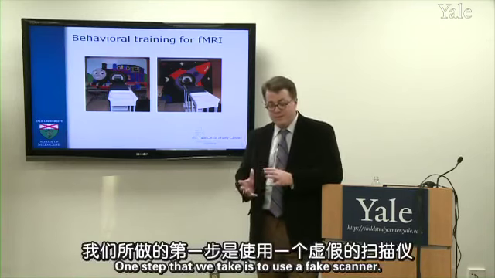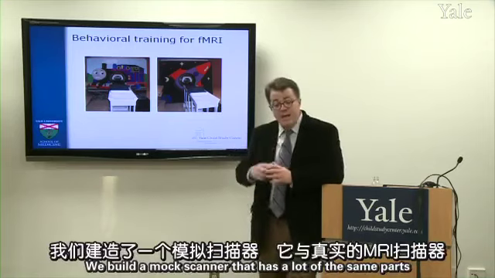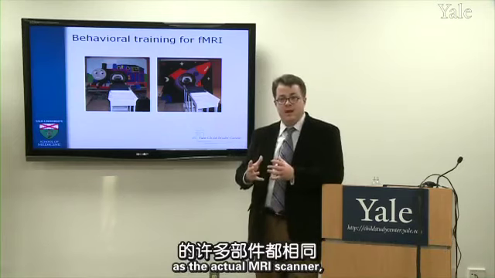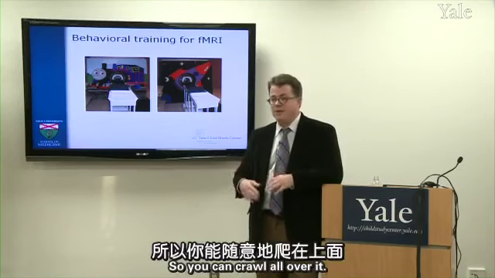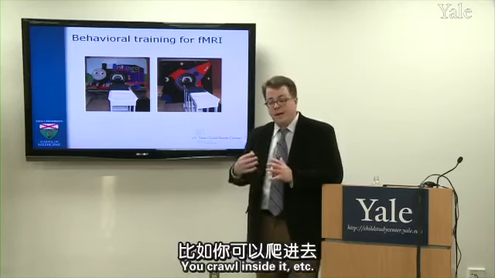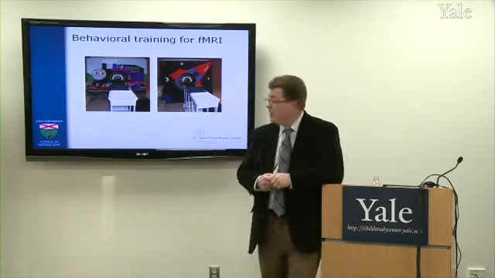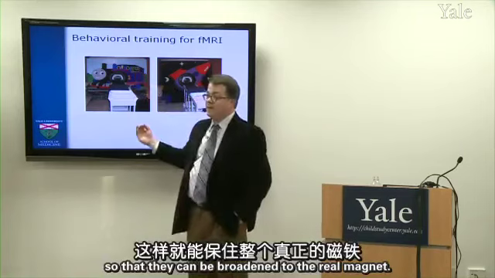What we do is take the imposing magnet and try to make it much more friendly. One step that we take is to use a fake scanner, called a mock scanner. We build a mock scanner that has a lot of the same parts as the actual MRI scanner, but it doesn't have a magnet, so you can crawl all over it. There's no safety concerns, and you crawl inside it. Then we put facades in front of the magnet, which are painted on fiberglass so that they can be brought into the real magnet.